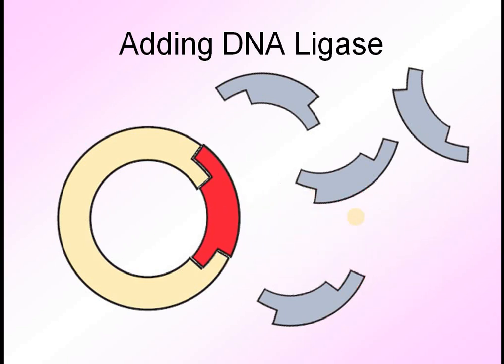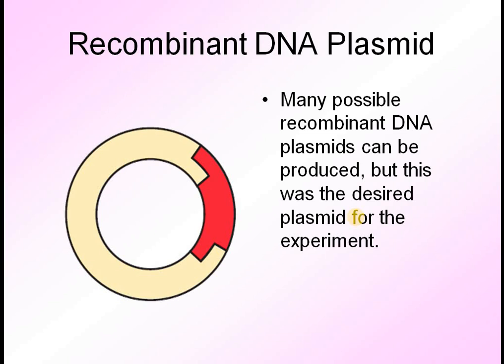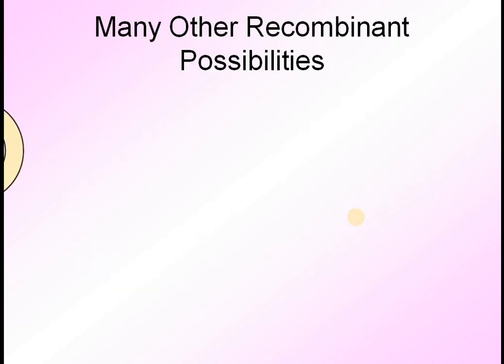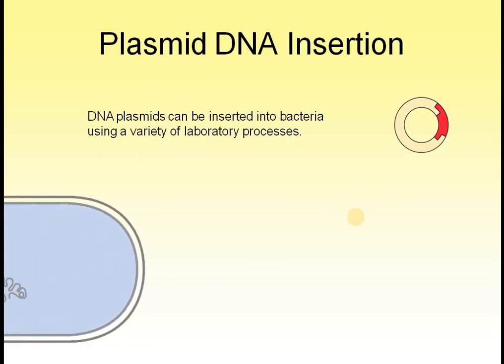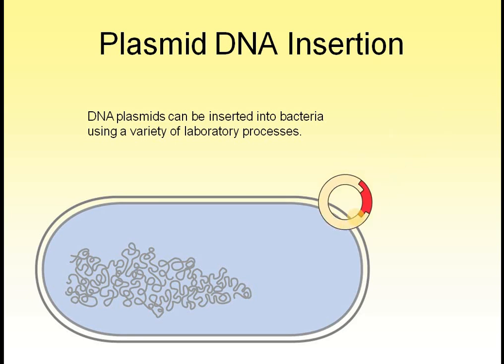It will result in a recombinant plasmid. Okay, so this will be recombinant DNA. Many possible recombinant DNA plasmids can be produced in this way, but this was the desired plasmid for the experiment. For example, you can produce a lot of recombinant DNA like this. Then whatever recombinant DNA you have made, you have to insert into the bacterial cell for expression, meaning replication, transcription and expression meaning protein synthesis.